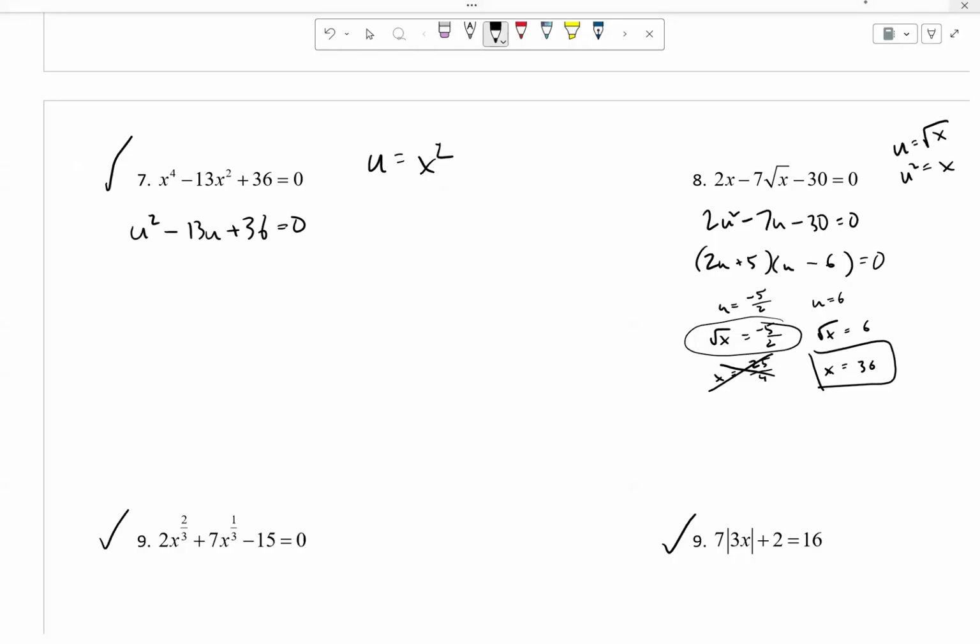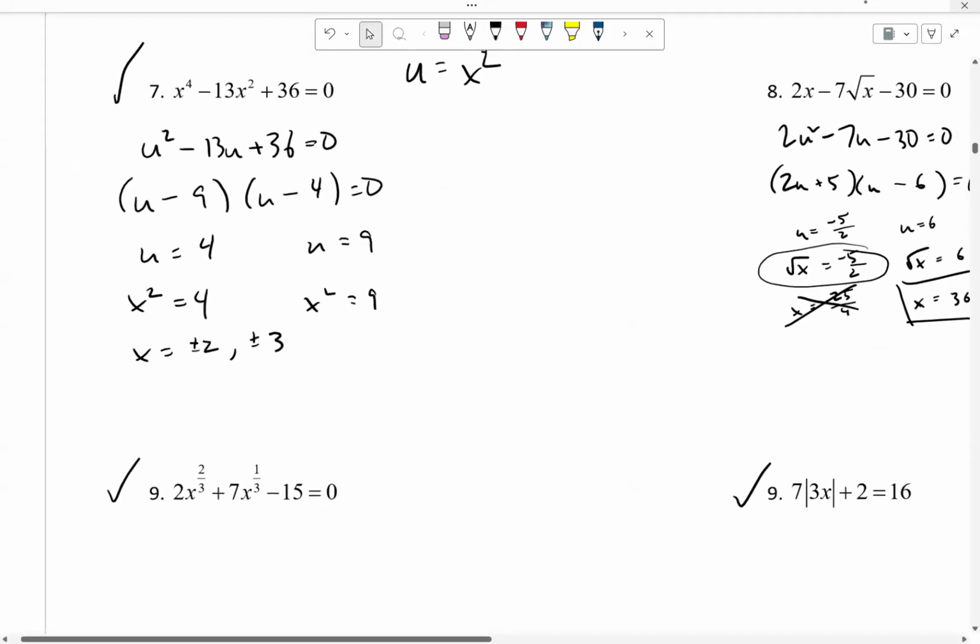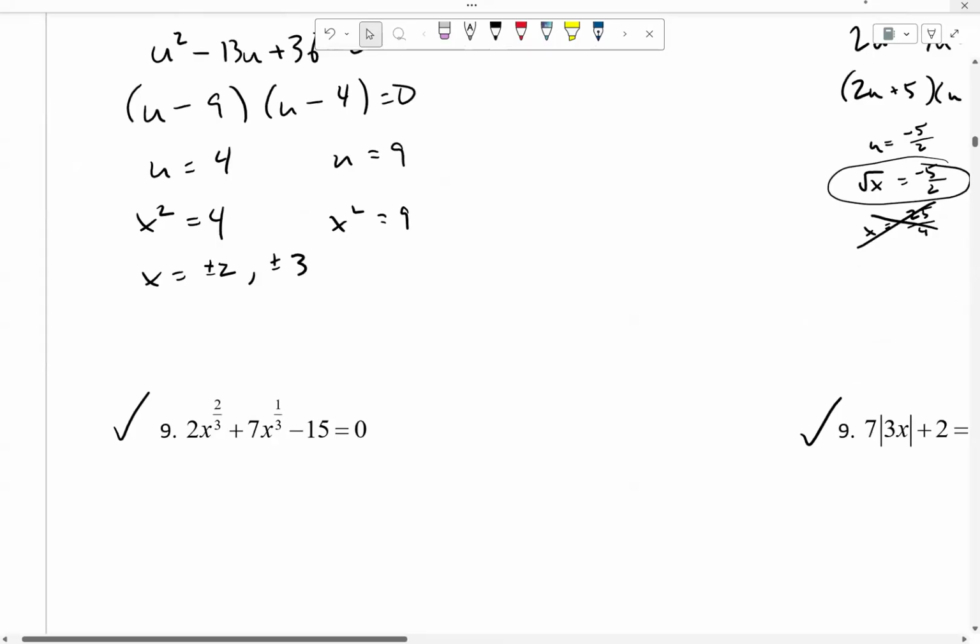Equals 0, cool. And then I used -9 and -4, so u minus 9 times u minus 4 equals 0. So u equals 4 or 9. And then I did both of those, so x squared equals 4, which is x equals plus or minus 2, and x squared equals 9, which is x equals plus or minus 3. Are we good with this? Yes. Nicely done. What are these kind of problems called? Quadratic in form. It's not quadratic, but you could change it to quadratic, just like Sophia did.